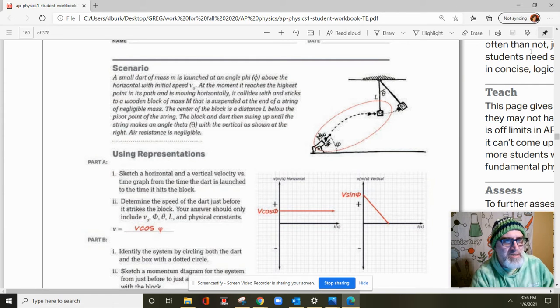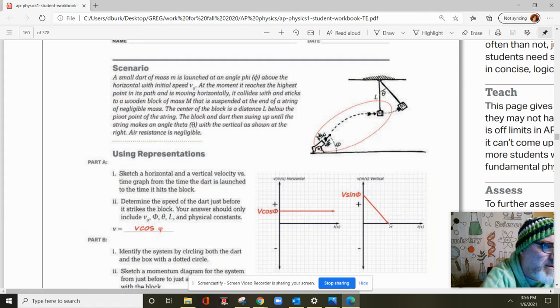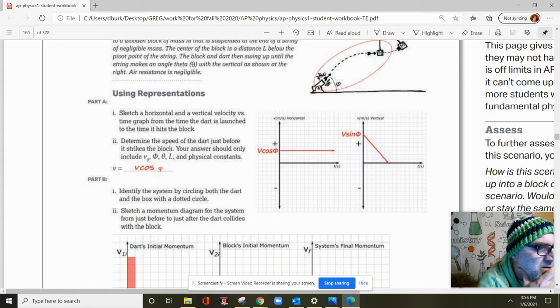In the y direction, it's got an initial y velocity component, but in the y direction, it slows down because it's being pulled down by gravity. So the acceleration due to gravity is slowing the thing down, and then right before it hits the block, its velocity is all horizontal, so it doesn't have any vertical velocity. Neat trick.